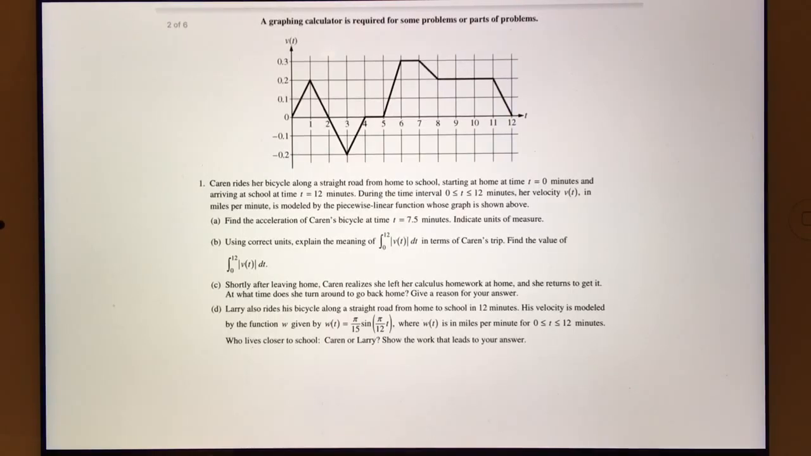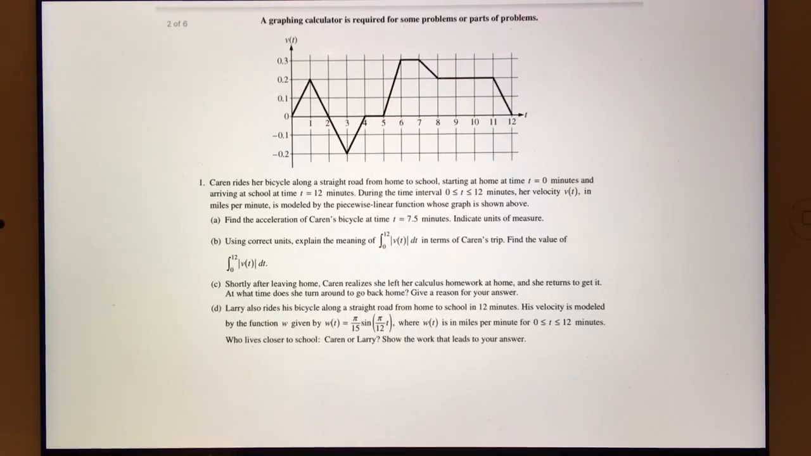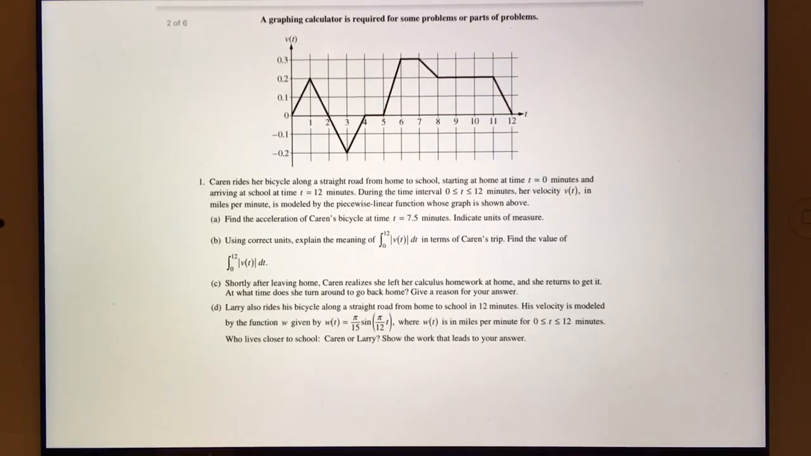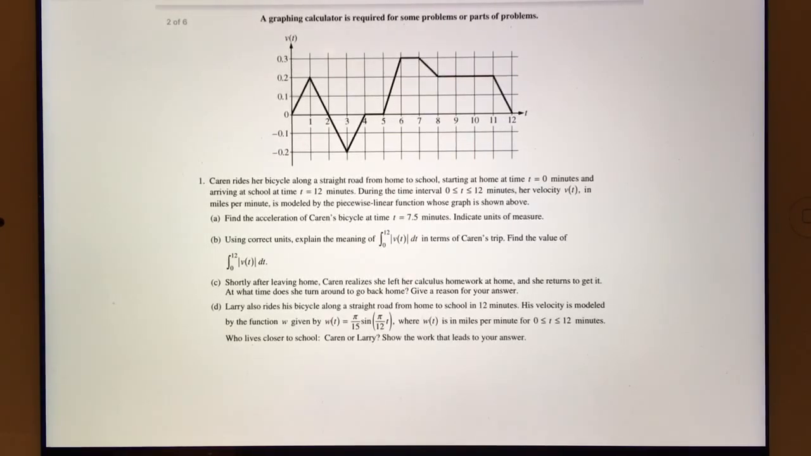D. Larry also rides his bicycle along a straight road from home to school in 12 minutes. His velocity is modeled by the function w given by w(t) equals pi over 15 sine of pi over 12 t, where w(t) is in miles per minute, for 0 < t < 12 minutes. Who lives closer to school, Karen or Larry? Show the work that leads to your answer.